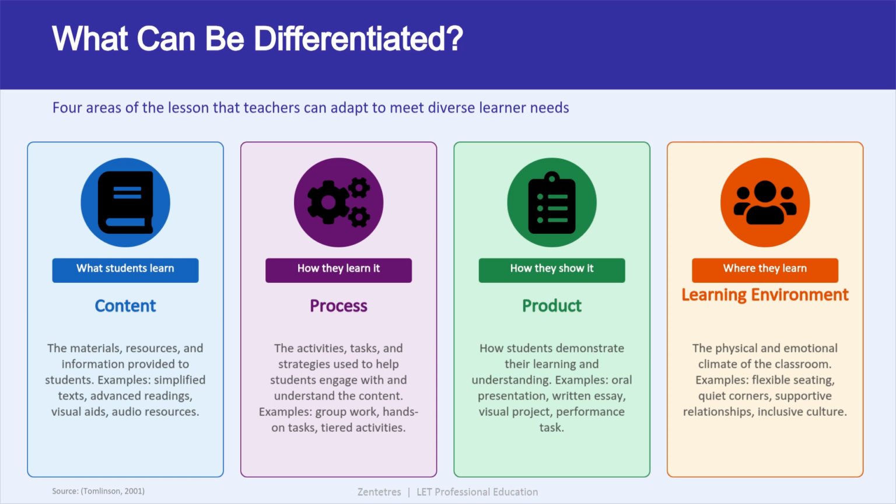Process: this is how students engage with the learning. Some students might explore a concept through a hands-on activity. Others might prefer to research it. Some might need more structured, guided practice. Tiered activities, where all students do the same task but at different complexity levels, are a classic process differentiation strategy.